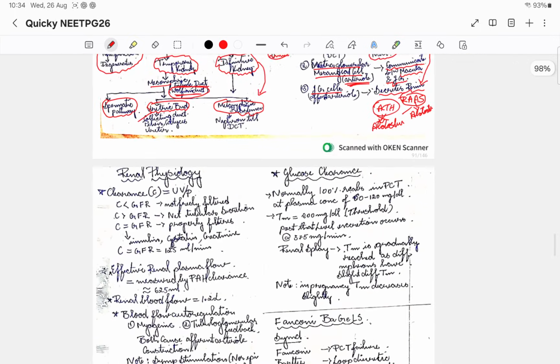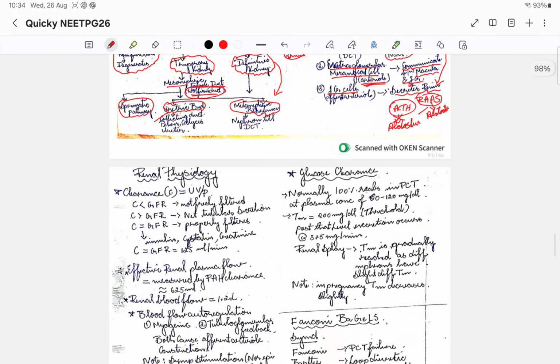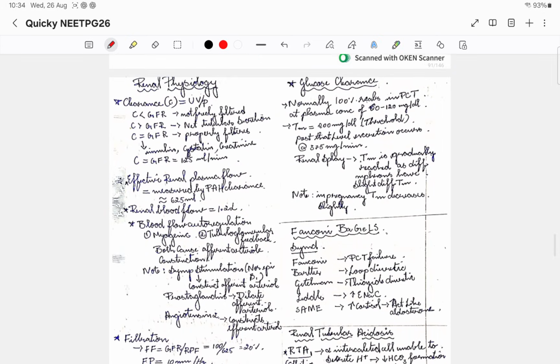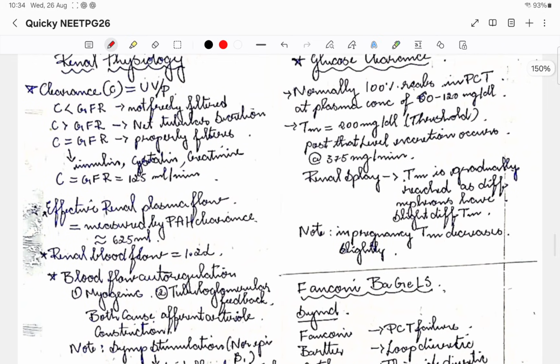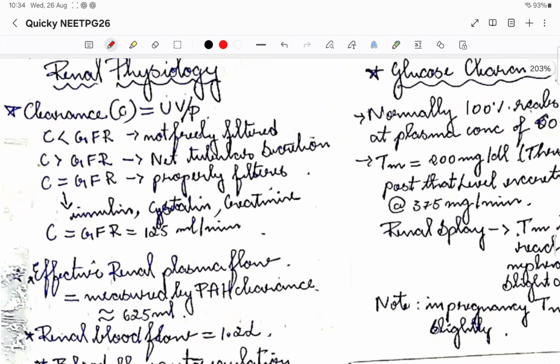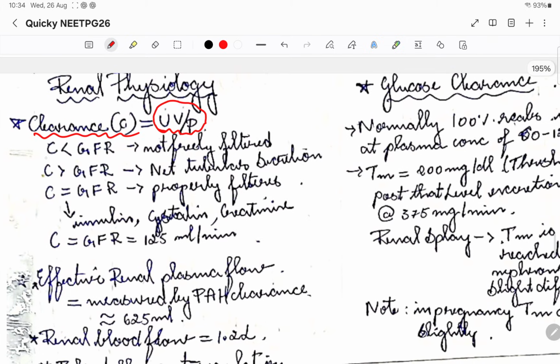Now that we are done with all the anatomical stuff, we'll move on to a little bit of renal physiology here. So the first thing you want to know is clearance. Clearance is equal to UV by P. If the clearance is less than GFR, it is not freely filtered.